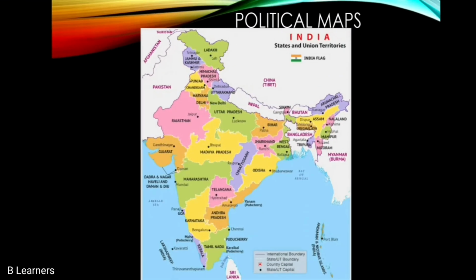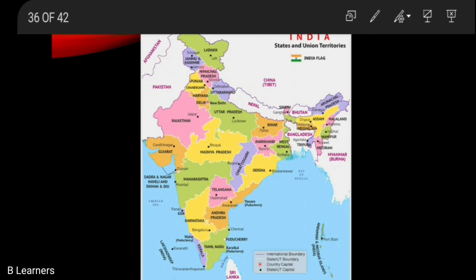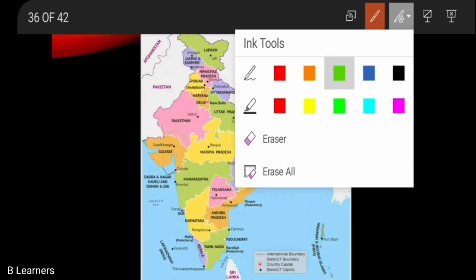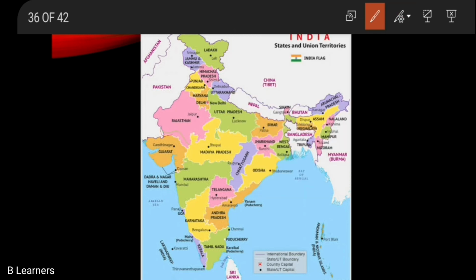If there is any map which is showing us the countries, states, capitals, any important cities also, we call it a political map. In fact, you will be able to see the boundaries also on these maps. So here, as you can see, between Gujarat and Rajasthan, you can see the boundary. So we can say that on a political map you will be able to find the boundary between two states or two countries. So we call it political.